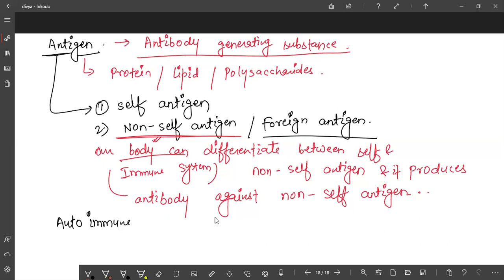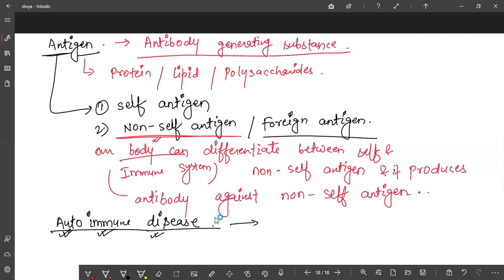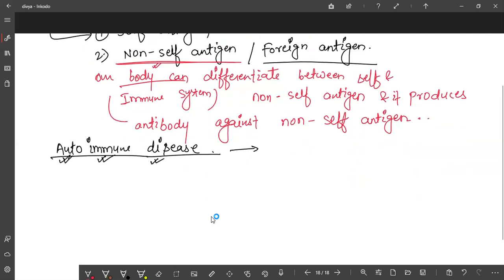Is it clear to you? If our body doesn't differentiate, then what will happen? Autoimmune disease will take place. Auto means self, immune means immunity, and disease. It will be very difficult to get rid of this autoimmune disease, because your body is working against your own cells. So this is a very dangerous disease, autoimmune disease.